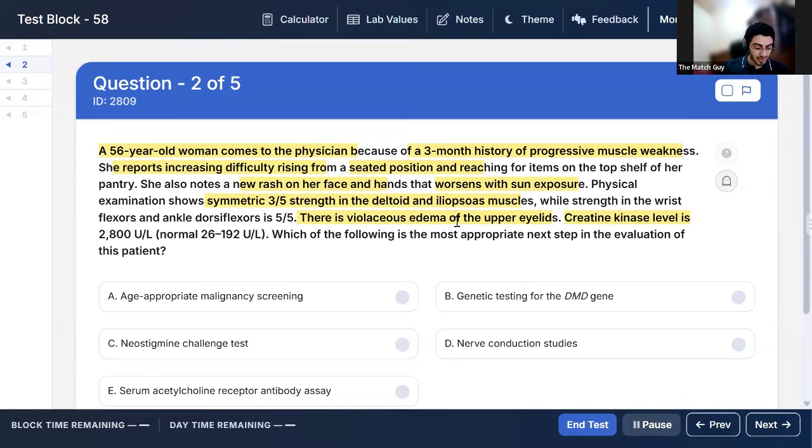And I told you guys, whenever you diagnose dermatomyositis, the best next step is to look for malignancy in this patient.